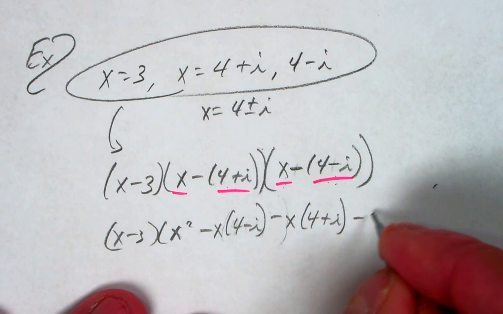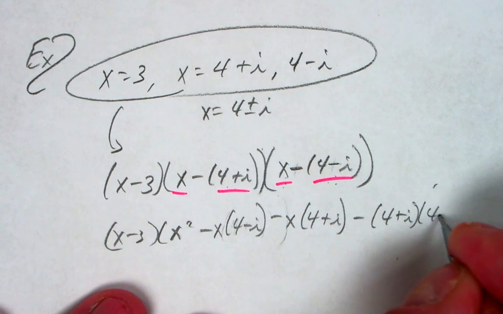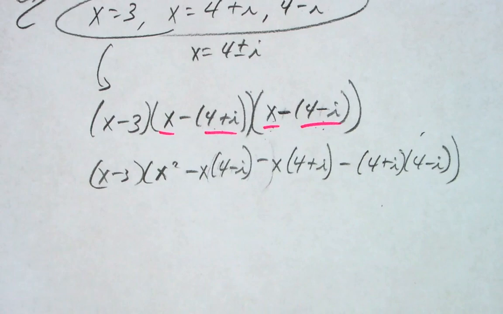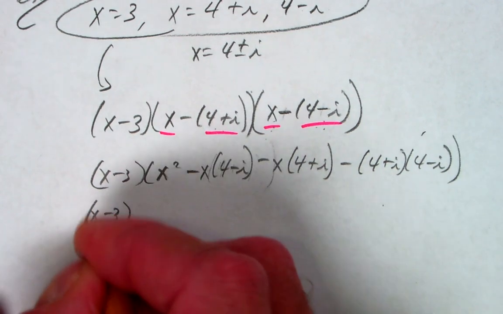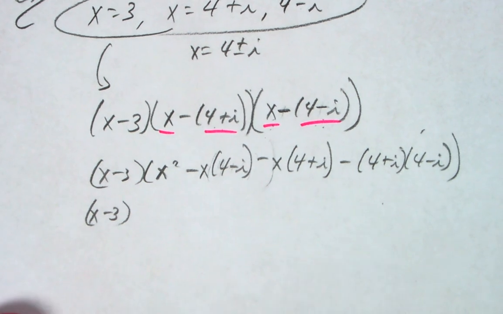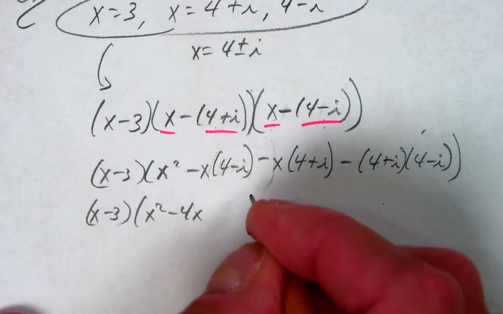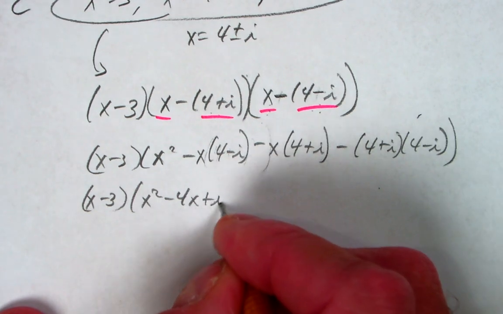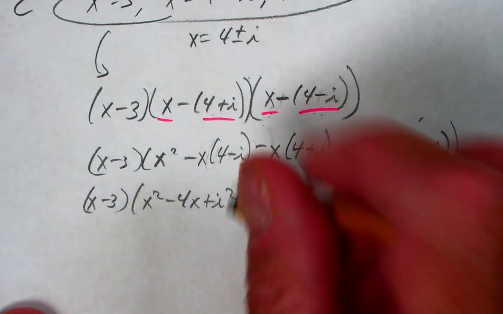Minus 4 plus i times 4 minus i. Everybody say yuck. Yuck. Okay. X minus 3. Notice there will be something easier coming here. X squared minus 4x. Help me out. Come on. Plus ix. Oh, I'm sorry.